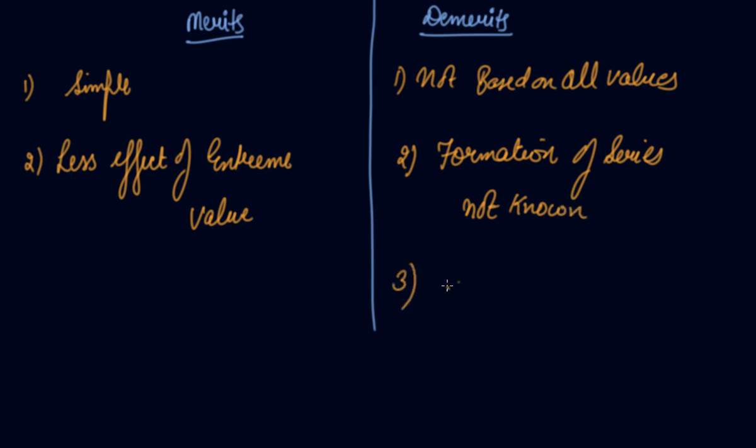The third is instability. The calculation of quartile deviation is significantly influenced by change in the sample of the population. Accordingly, it suffers from instability. So, is there any change in the sample? So, the quartile deviation changes. These are the demerits and merits of the quartile deviation.